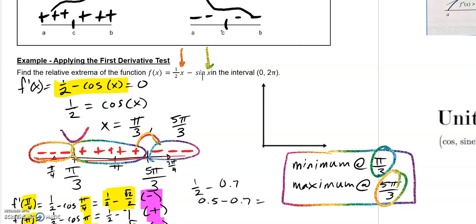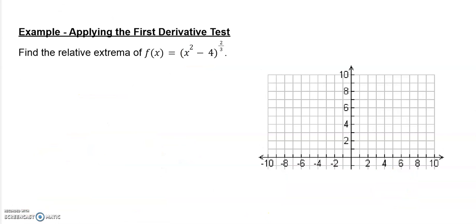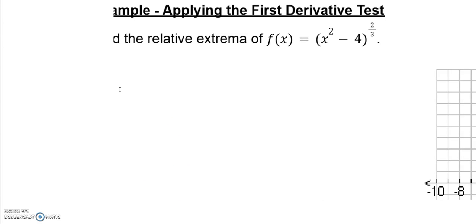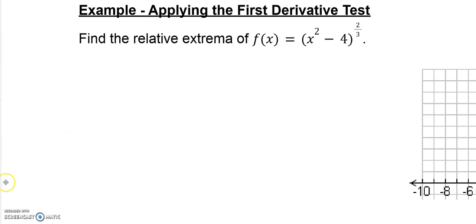Okay, so let's take a look at another example. Go ahead and find the derivative, set it equal to 0, and then identify any local extrema using the first derivative test of this function. Pause the video, try this on your own, and then come back and see how you did.